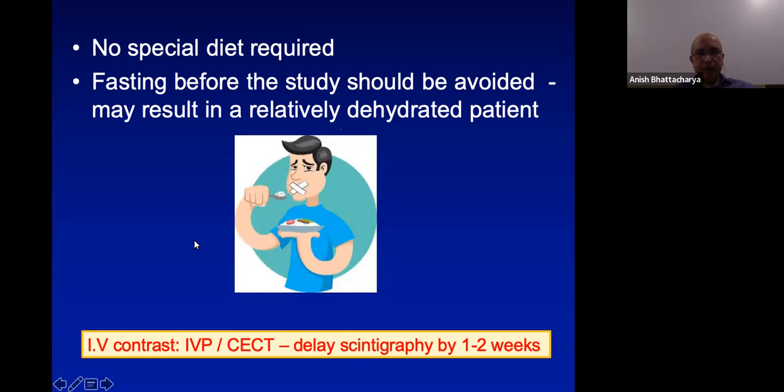If the patient has had an IV contrast agent, radiological iodinated contrast injected, like IVP or CECT, then you have to delay the scintigraphy by 1 to 2 weeks. For IVP, it is preferably 1 week. If a contrast enhanced CT has been done, then delay the scintigraphy by about 2 weeks, because this iodinated contrast will interfere with the radioisotope scintigraphy. The other way is not true. If you do a radioisotope scintigraphy, you can do an iodinated contrast study the very next day. There's no problem with that. But the contrast agents will interfere with your isotope scintigraphic studies.